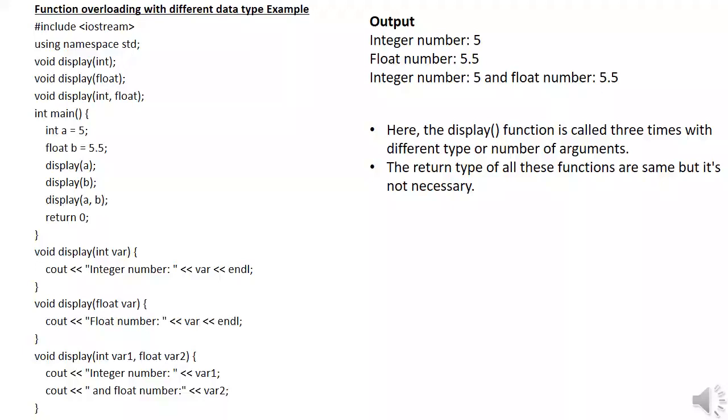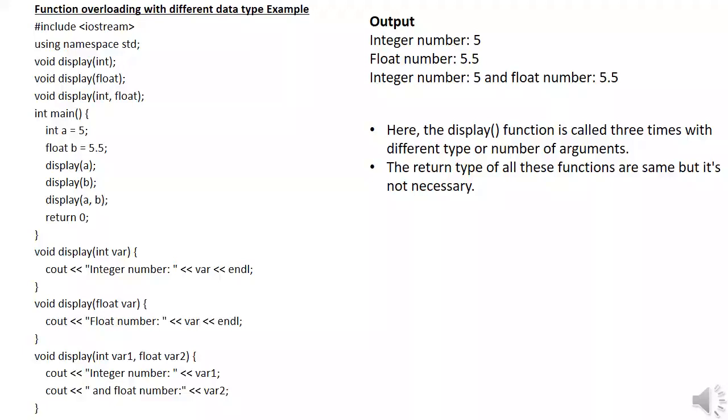Inside the main function, I have declared two variables a and b. A is initialized with the value 5 and b is initialized with the value 5.5, which is a floating point value. Then I called function display by passing a as an argument. Then I called the same function display by passing b as an argument. Then I called display with a and b as arguments. So what will happen when you call functions like this? Which function will execute?